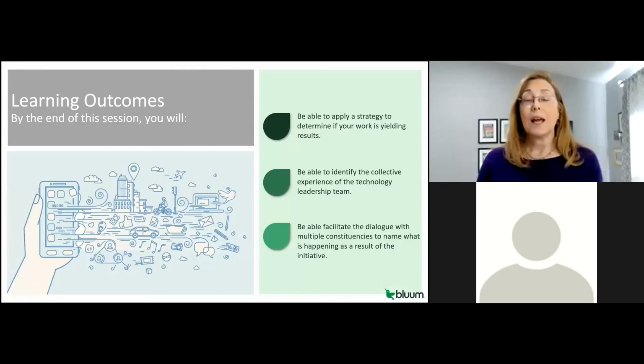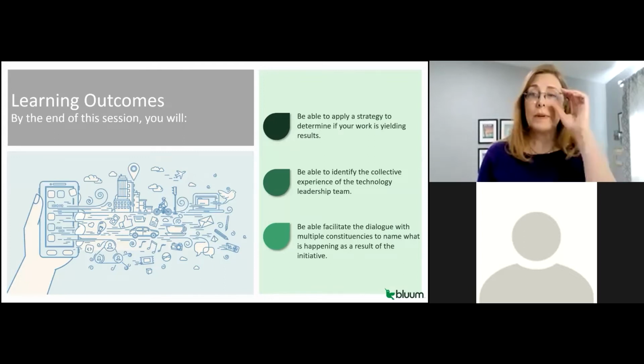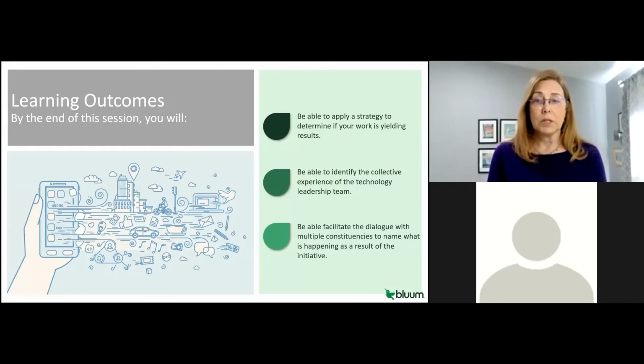So again, I like to start with learning outcomes, and I hope that by the end of the session, you will be able to apply a strategy to determine if your work is yielding results, be able to identify the collective experience of your technology leadership team, and be able to facilitate the dialogue with multiple constituencies to actually name what is happening as a result of the initiative.